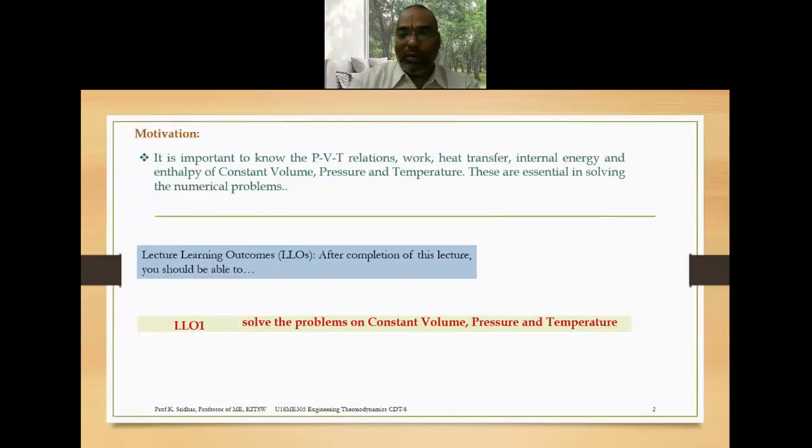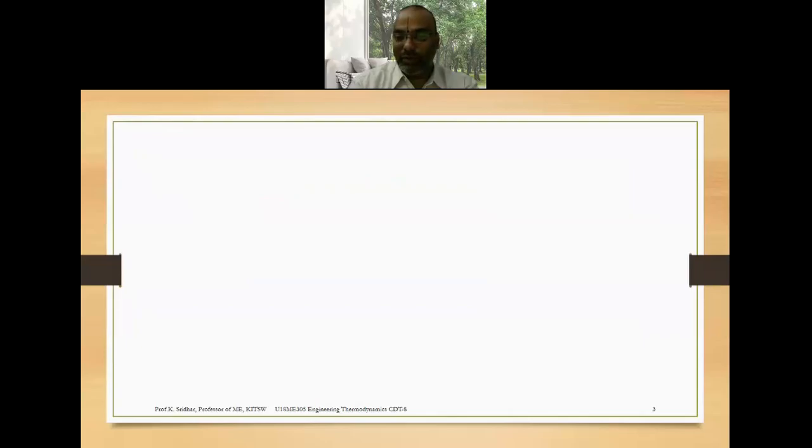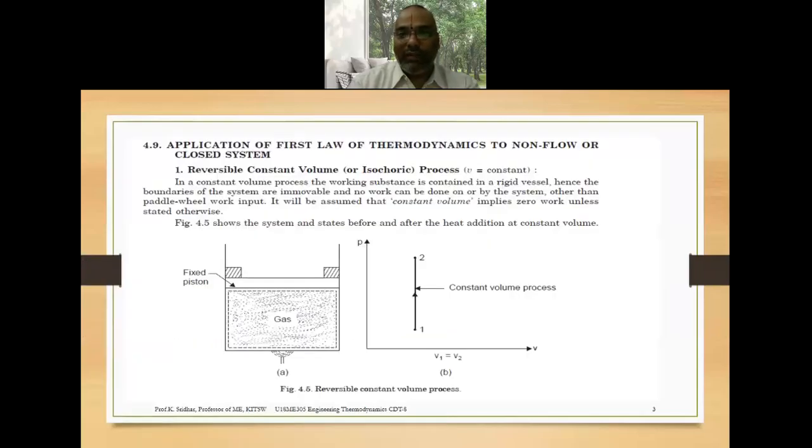So the outcome of the lecture is that you have to solve some problems based upon constant volume process, constant pressure process, and constant temperature process. Now let us discuss the non-flow processes or closed systems. How can we apply the first law of thermodynamics to the non-flow process or closed systems?